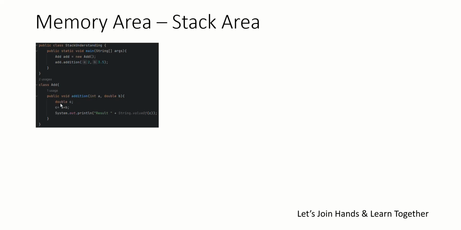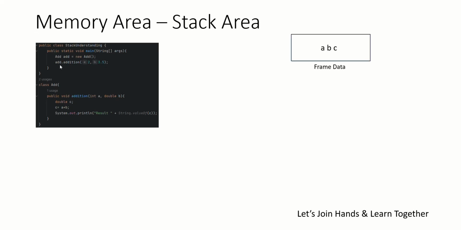Then I have a local variable double c, and what I'm doing inside is adding a plus b, storing the result into c, and finally printing the result. Okay, we will see what happens behind the scenes when we call the addition function. Since this main method is actually a main thread, being a new thread, it will create a stack.